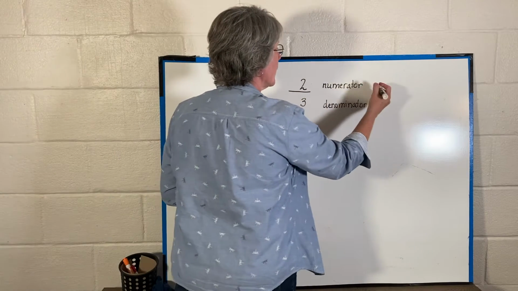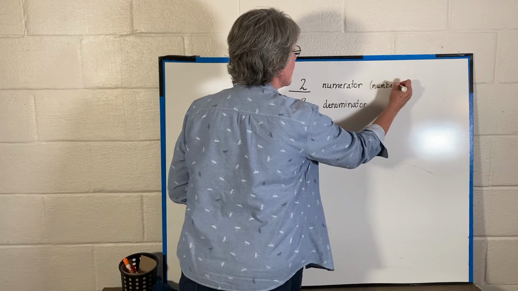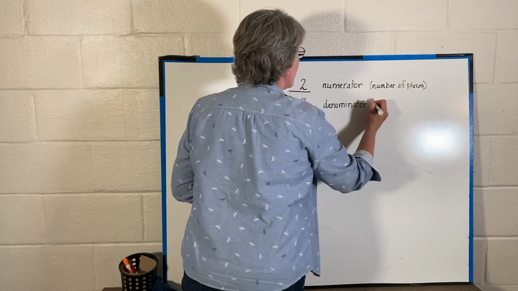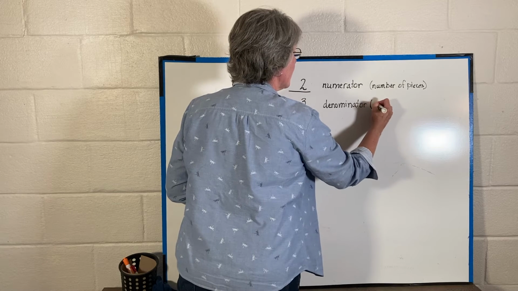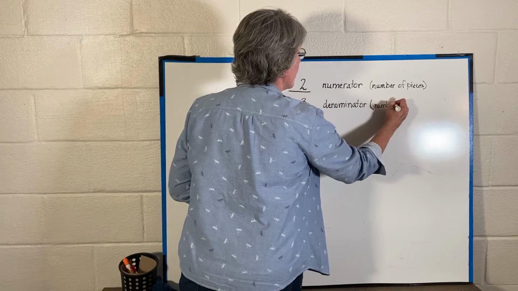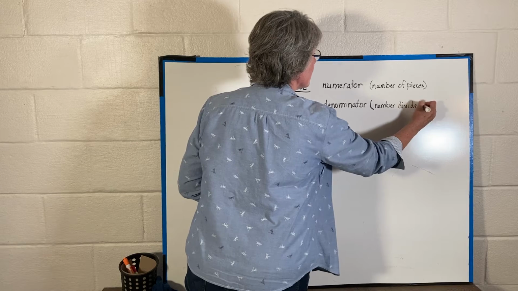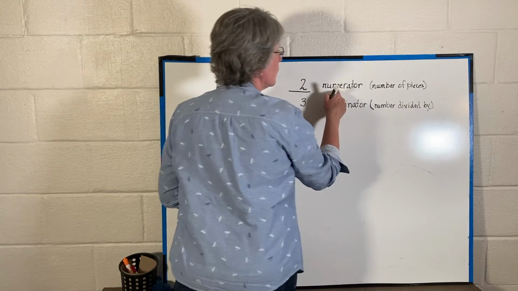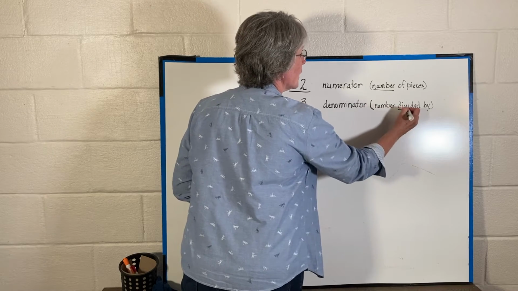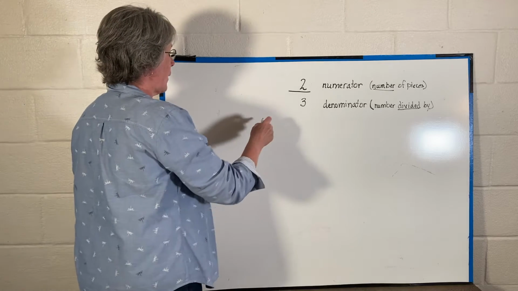The numerator is the number of pieces used, and this is going to make sense in a minute. The denominator is the number divided by. So to help us remember, the numerator is the number of pieces, the denominator is the number divided by. So let's talk about pizza.